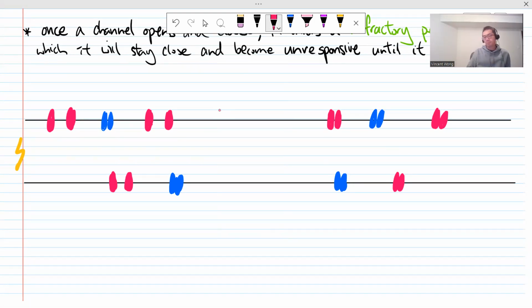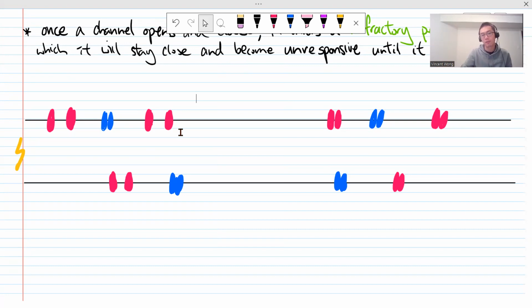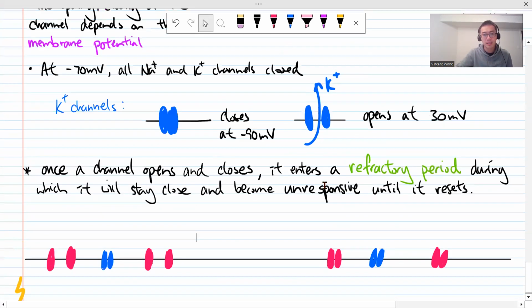So tell me, what's happening when the sodium channel opens? Which way will the sodium move? Into the cell or out of the cell? Into the cell. Let's take a look here.